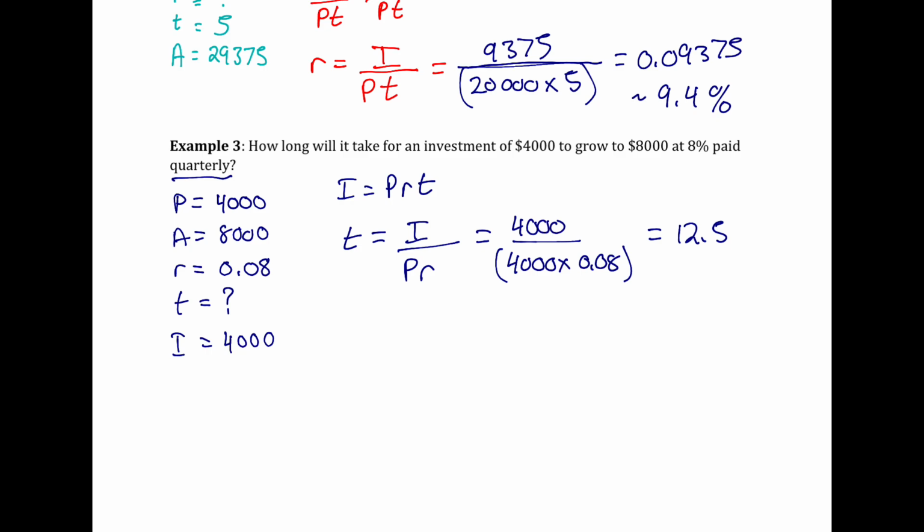In this case, 12.5, what? What is it measured in? Days? Hours? Seconds? Minutes? It's not minutes. What is time in an investment always measured in? Years. Always years. So it has to be in years.